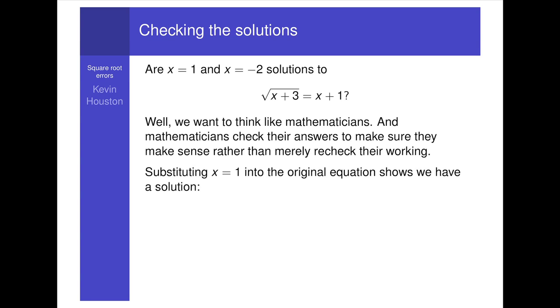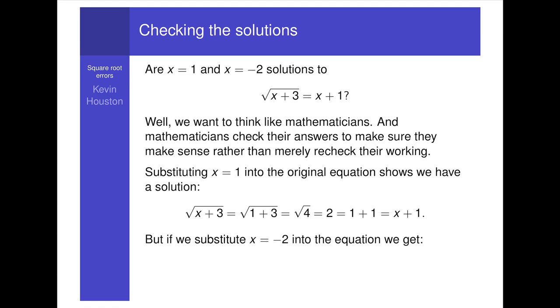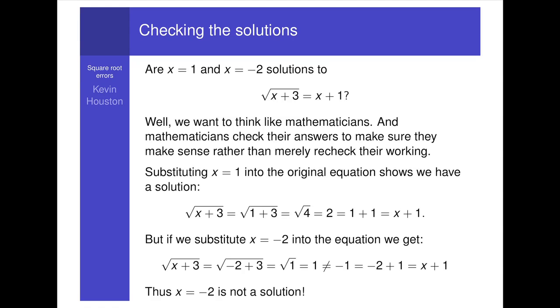Now, substituting x equals 1 into the original equation shows that we have a solution. Square root of x plus 3 equals square root of 1 plus 3 equals square root of 4 equals 2 equals 1 plus 1, which is equal to x plus 1. So that's okay. But if we substitute x equals minus 2 into the equation, we get square root of x plus 3 equals square root of minus 2 plus 3 is equal to the square root of 1, which is equal to 1, but that's not equal to minus 1, which is equal to minus 2 plus 1, which is equal to x plus 1. Thus, x equals minus 2 is not a solution.